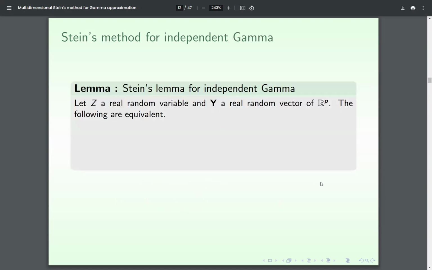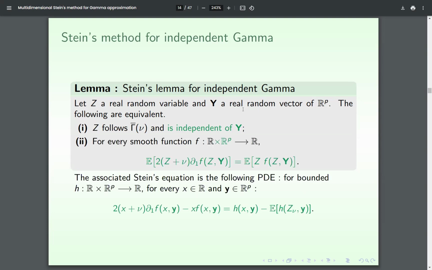So I will explain here the independent Stein's lemma. This is something new we wrote in our paper. In fact, we compare Z and a real random vector capital Y. So the following are equivalent. First, Z follows the gamma distribution like the previous lemma, but something that is new is that Z is independent of the vector capital Y. And secondly, we have the same kind of equality with test function little f, which is in fact this equality.